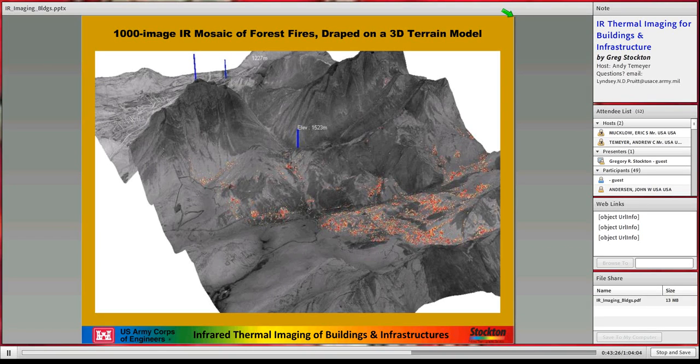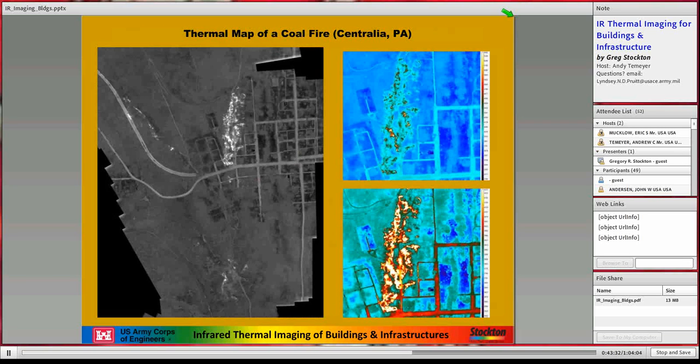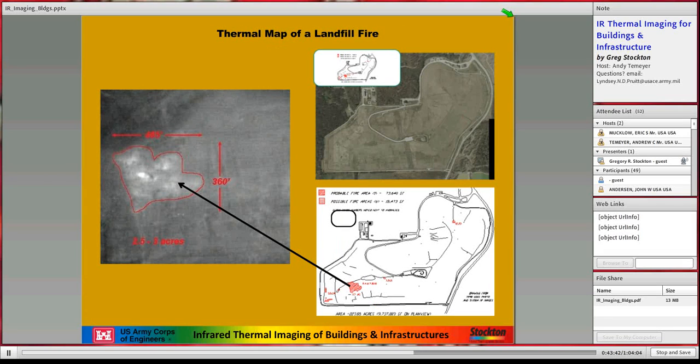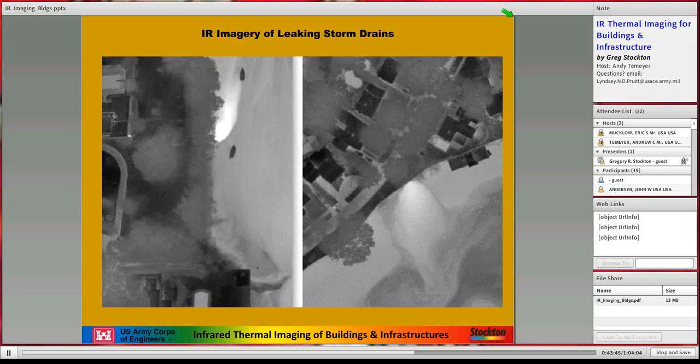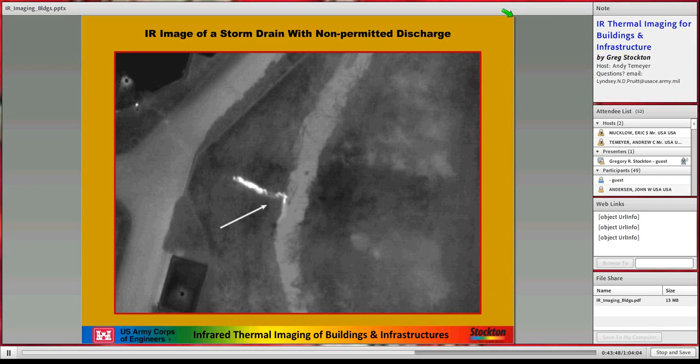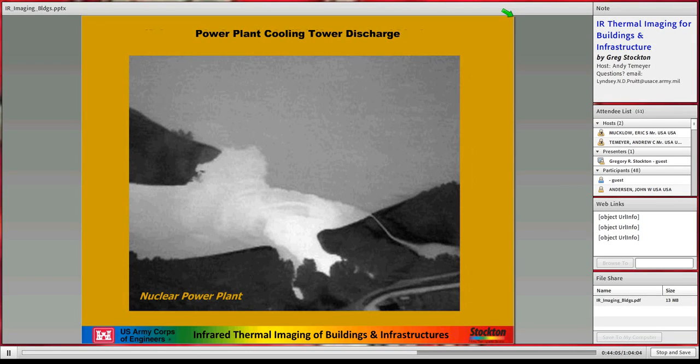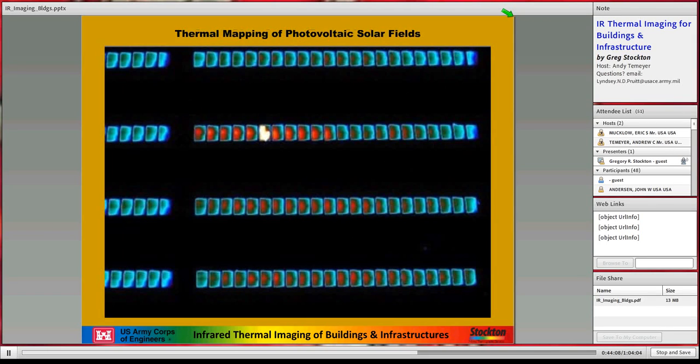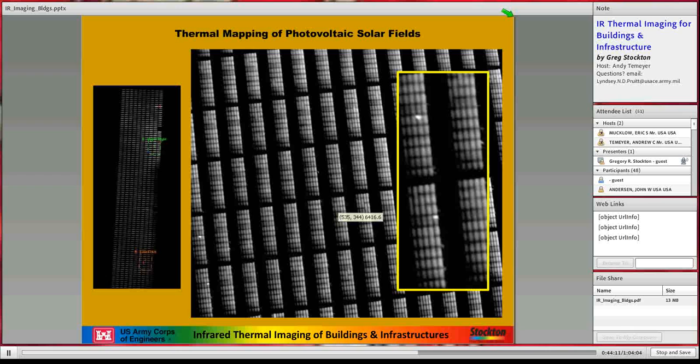Certainly. So this is basically looking at infrastructure now. This is thermal mapping. Now, thermal mapping is flying back and forth through a city, or an area, and seeing what's going on. Basically, you're mowing the grass. This is a forest fire. This is Centralia, Pennsylvania's coal fire that's been going for 30 years, which started down here in the bottom of this picture. Landfill fires, leaky storm drains.